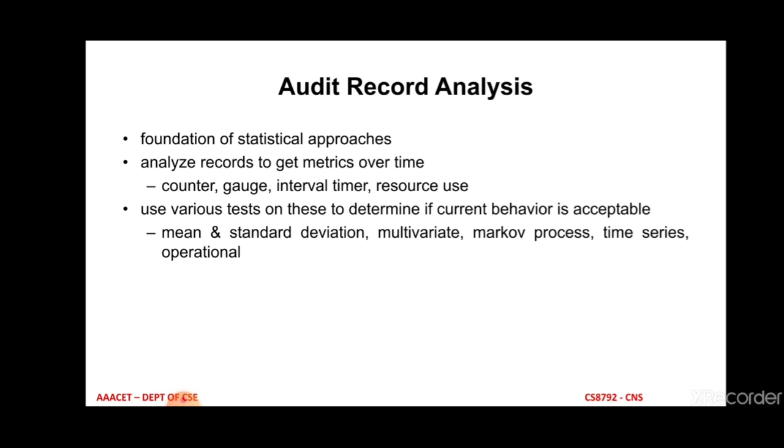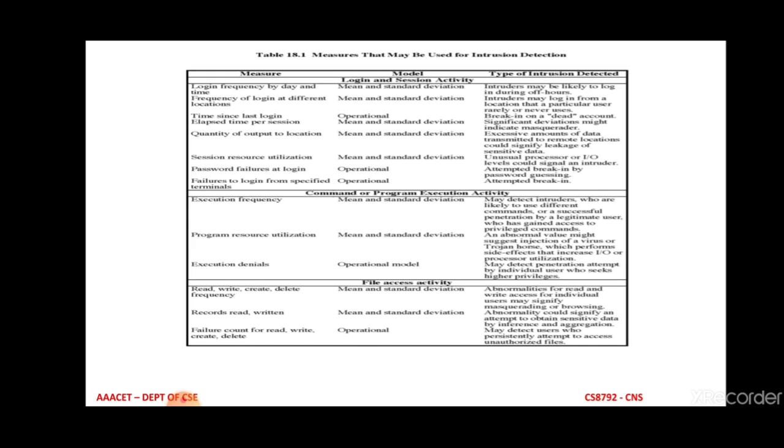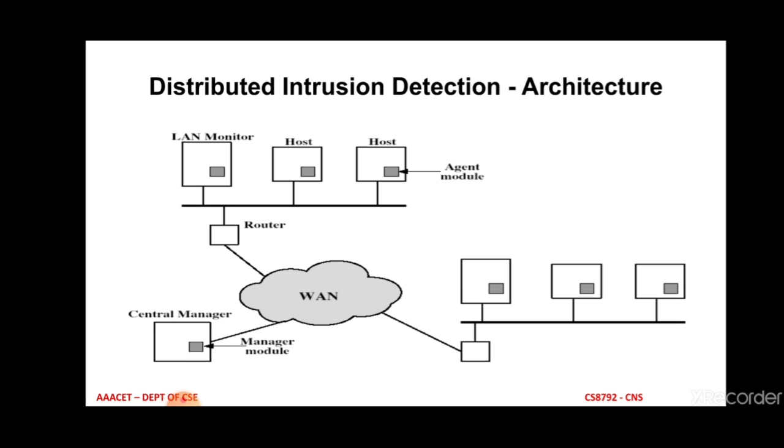They analyze records to get metrics over time, that is counter, gauge, interval timer, and resource use, and they conduct various tests on these to determine if the current behavior is acceptable or not. So these are the measures that may be used for intrusion detection. Some of the methods are the types of intrusion detection used, and how the intruder or hacker attacked the values on the network or resources. These are some of the methods and measures given.